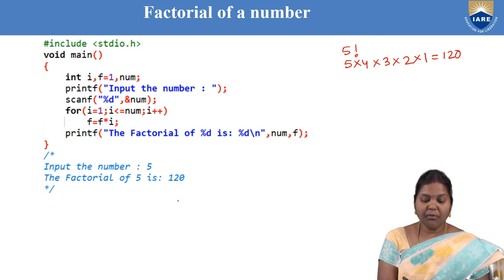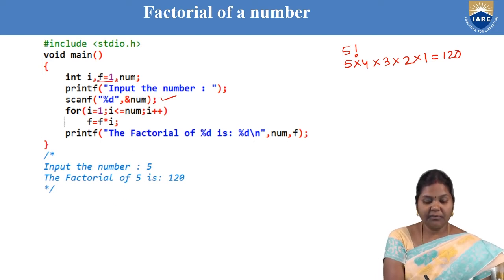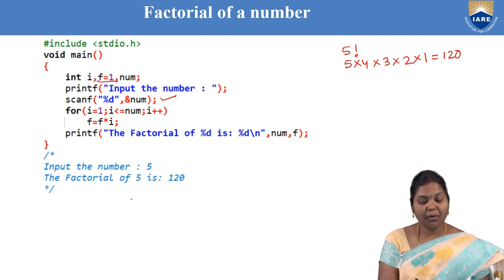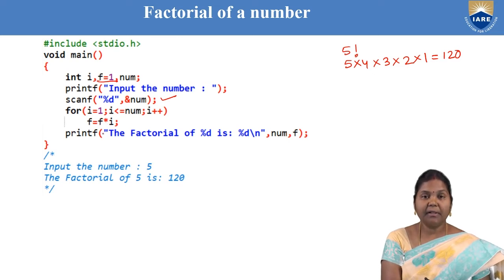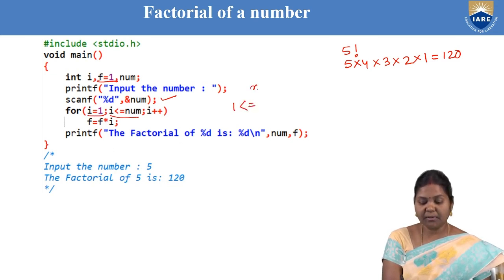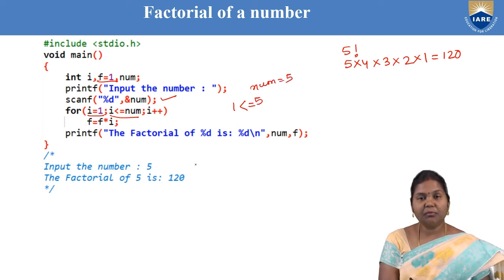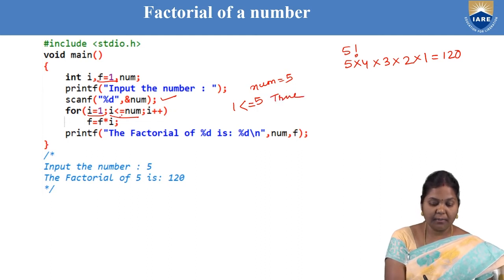So what we are doing here is reading a number n. Initially we take f equal to 1, factorial equal to 1. Then we write a loop that will repeat up to n times. So i is equal to 1, and the condition is i less than or equal to number. Suppose our number is 5. Is 1 less than or equal to 5? Yes, it is true. If this condition is true, we come inside the loop.